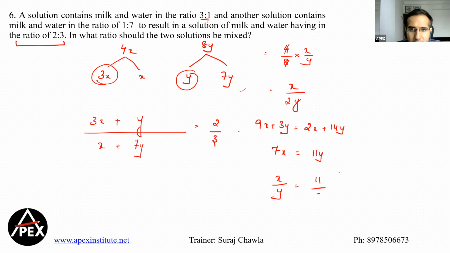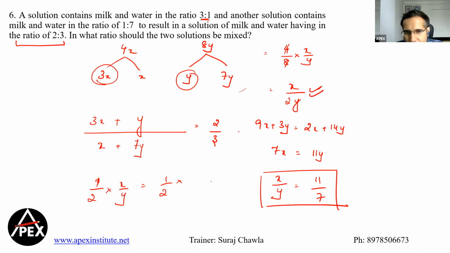Now do not be in a hurry. Remember one thing, that the ratio is x by 2y. So that's nothing but 1 by 2 into x by y. That's going to be 1 by 2 into 11 by 7, and therefore the answer is going to be 11 by 14. Is this point clear with all of us, guys?